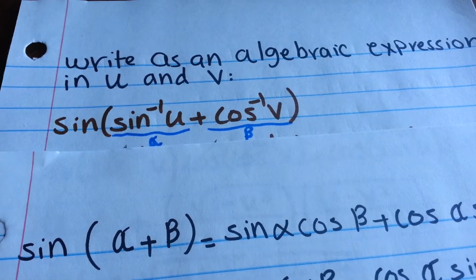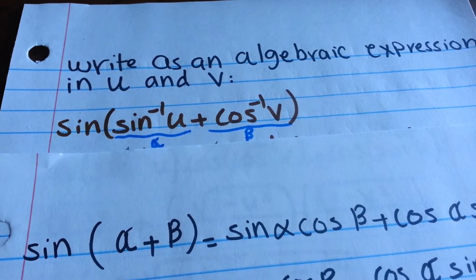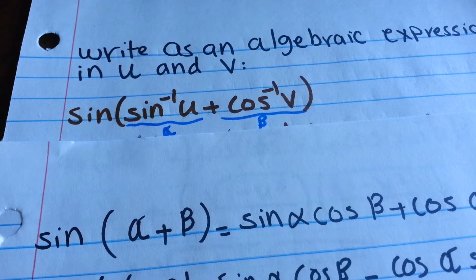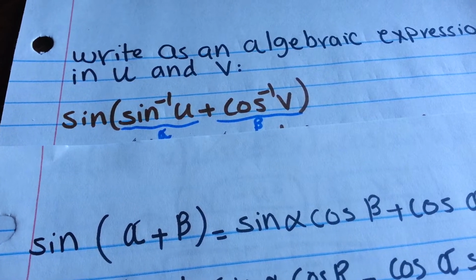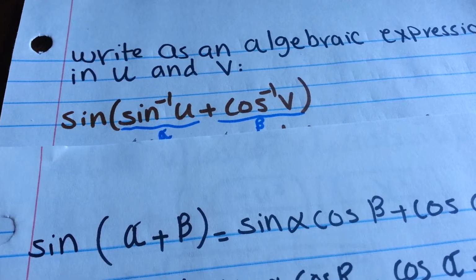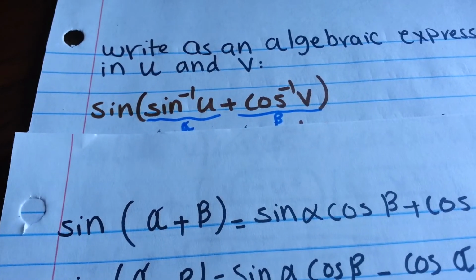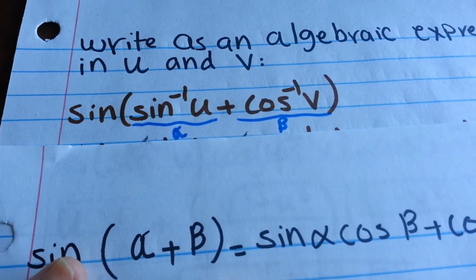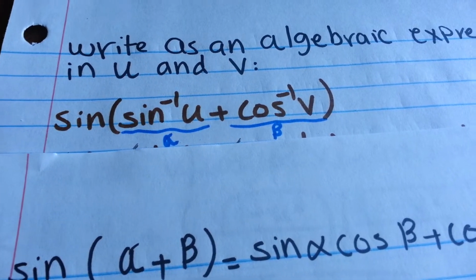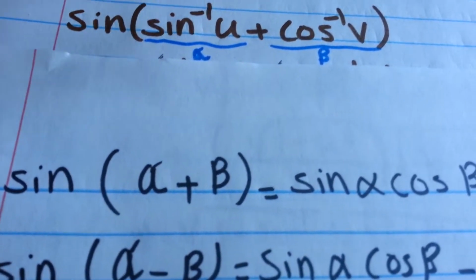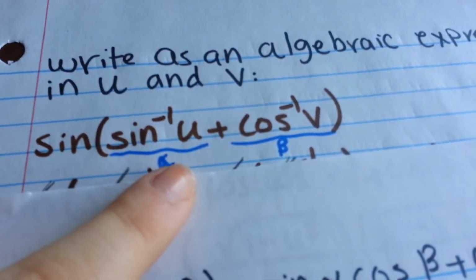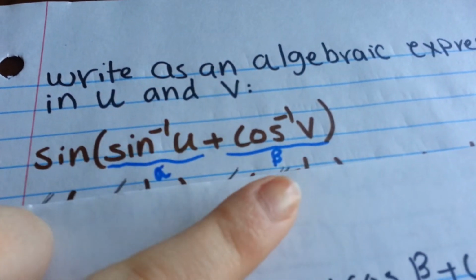Okay, write as an algebraic expression in u and v. My equation says sine of inverse sine u plus inverse cosine v. First thing you want to do is label what is alpha and what is beta. So the first part right there is alpha plus beta.